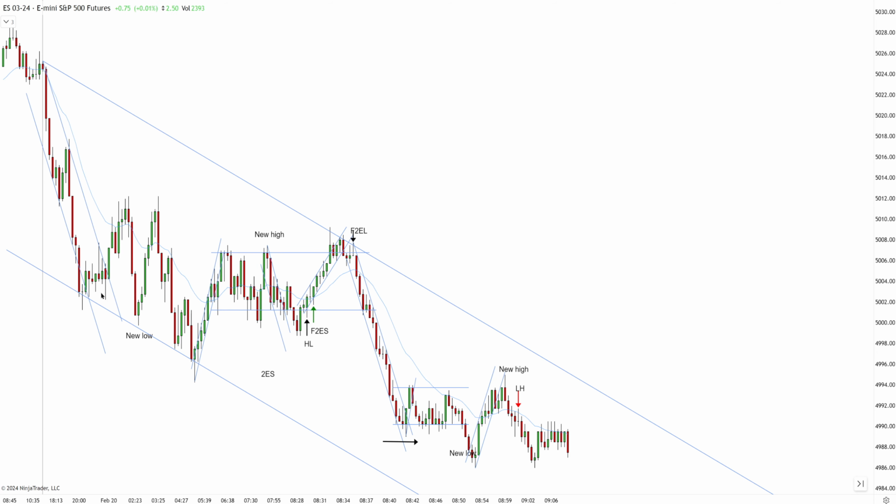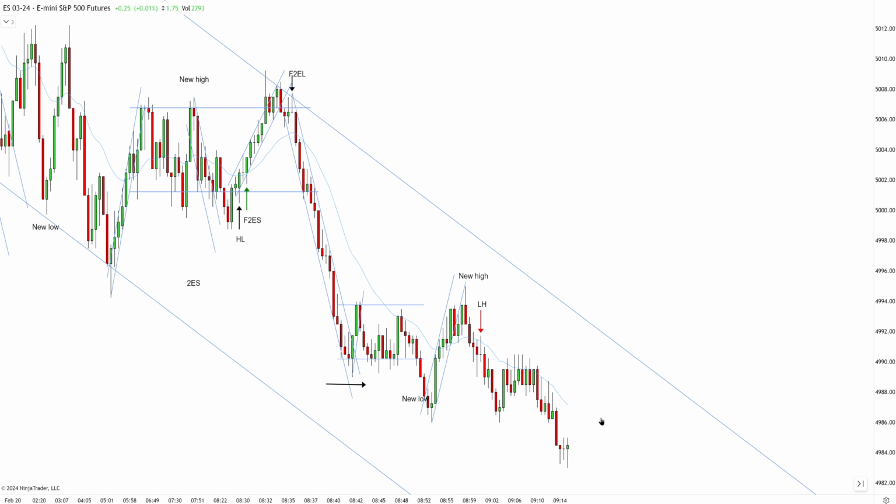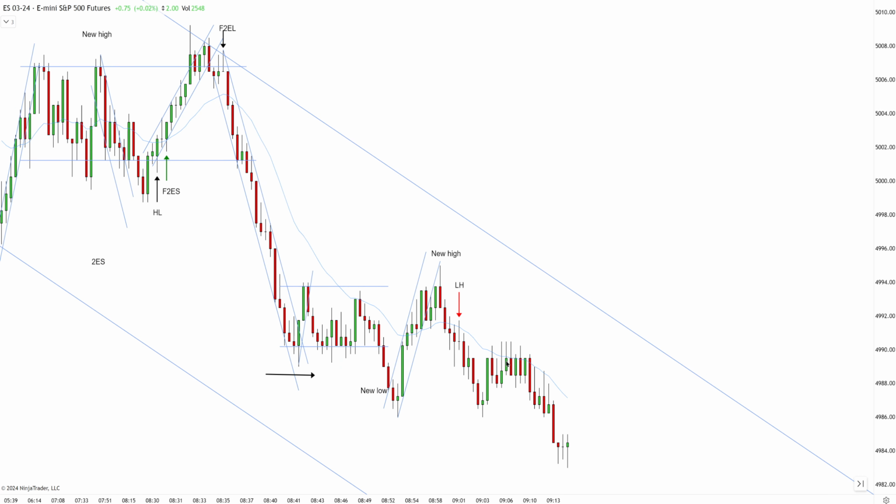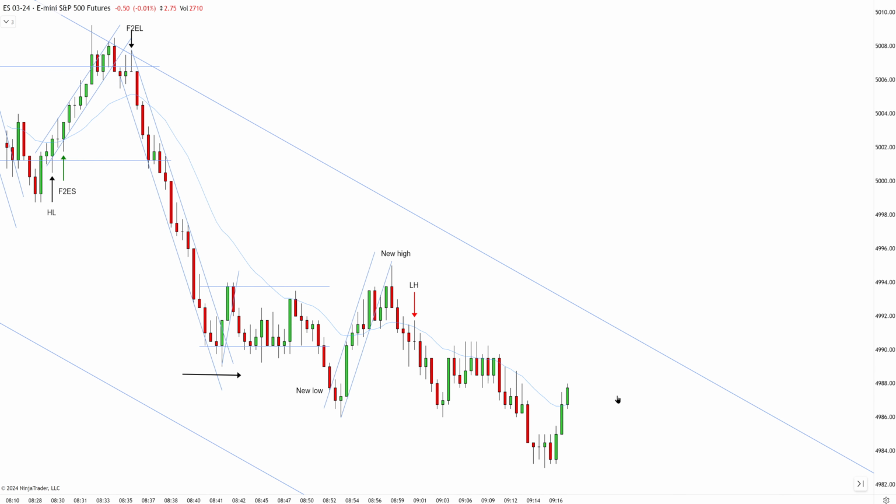I have nice confirmations off of these lows. It fits nicely off of these highs. And the market continued to work lower. So even though it worked here, I don't think we can sell this setup.